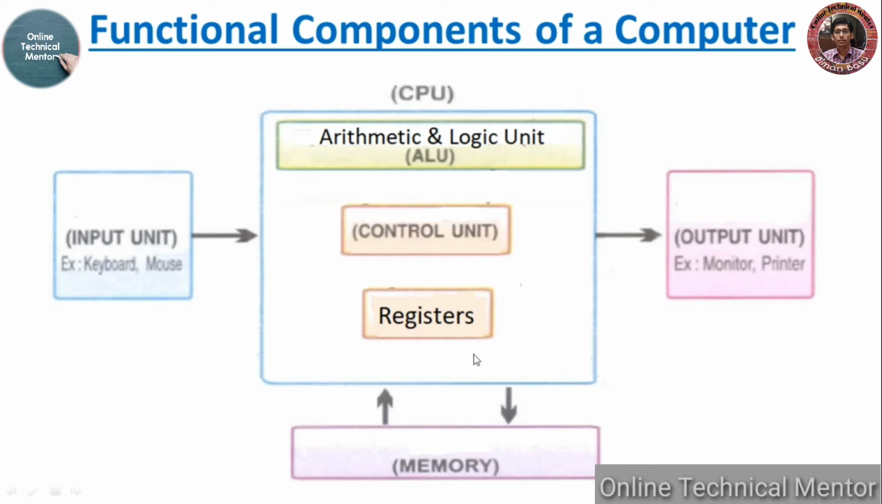Then the registers. They are special purpose high speed temporary memory units. These are temporary storage areas for holding various types of information such as data, instructions, addresses, and the intermediate results of calculations. Essentially, they hold the information that the CPU is currently working on. Along with these three components, there are many more components like MAR, MBR, instruction register, stack pointer. So all these things will be discussed in advanced computer organization.